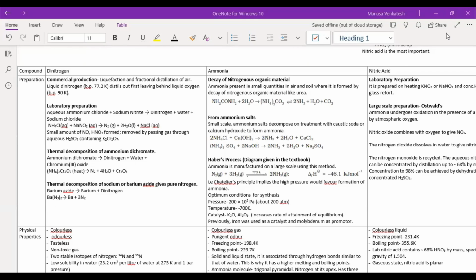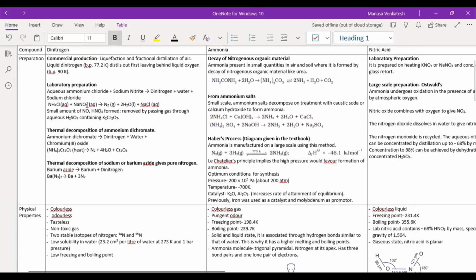Compounds of nitrogen. So nitrogen, we'll be learning about three main ones, that is dinitrogen, ammonia, as well as nitric acid. Let's start with dinitrogen. Dinitrogen, the commercial production is by liquefaction as well as the fractional distillation of air. And this gives us dinitrogen in the end.